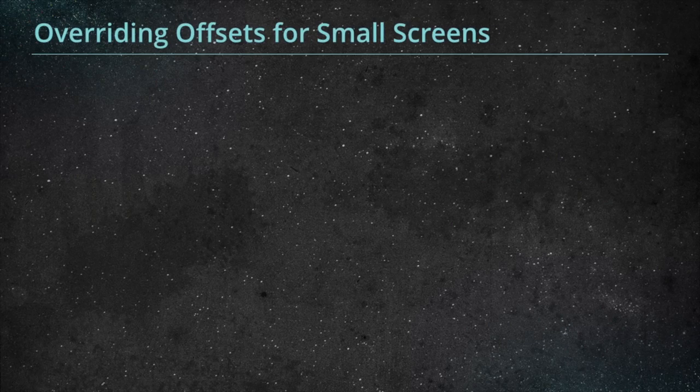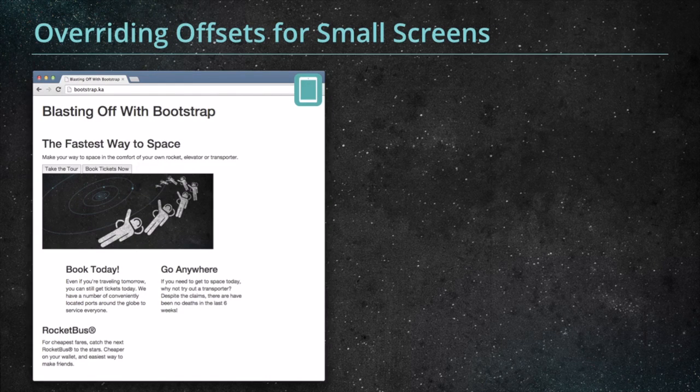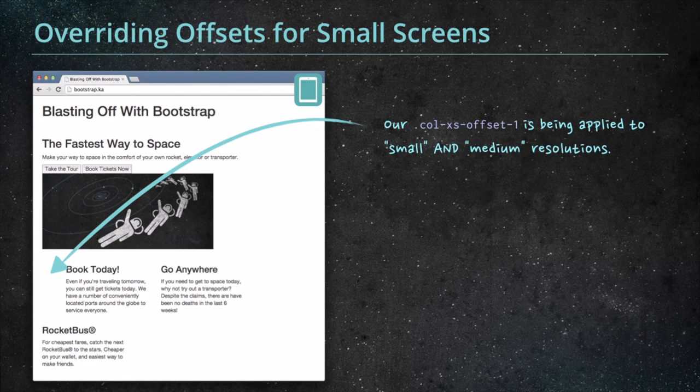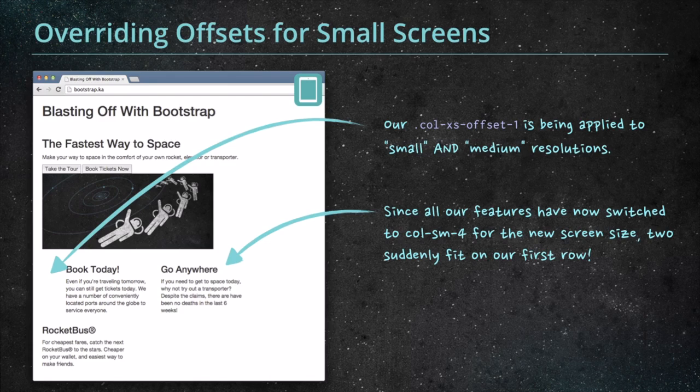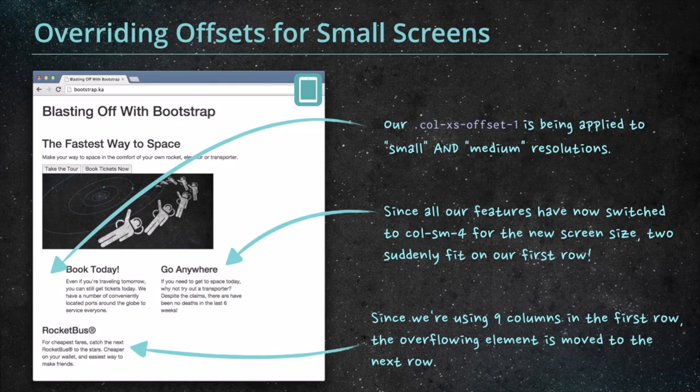If we preview our site again in small mode, we'll see that our featured items don't look like we'd expect them to. Our offset that we added for extra small mode is actually being applied for small and medium resolutions as well because we haven't overridden it for those larger sizes. Since we're using 9 columns in the first horizontal space, Rocket Bus is moved to the next row. Let's check out how to override this offset for small screens and above.